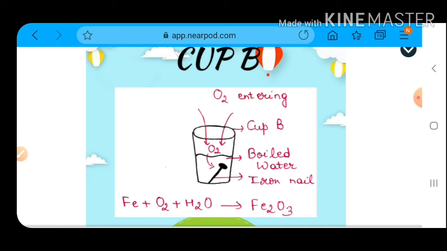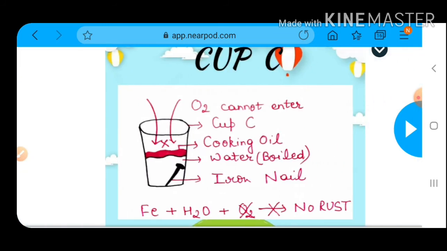Initially there was no oxygen because oxygen was removed from the water due to boiling, but after some time the oxygen entered from the atmosphere into the cup and reached the iron nail. Now again there was presence of both water and oxygen. Therefore, children, rusting took place in cup B. Alright, let us proceed to cup C.